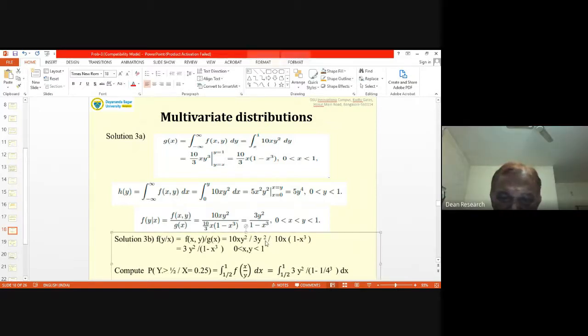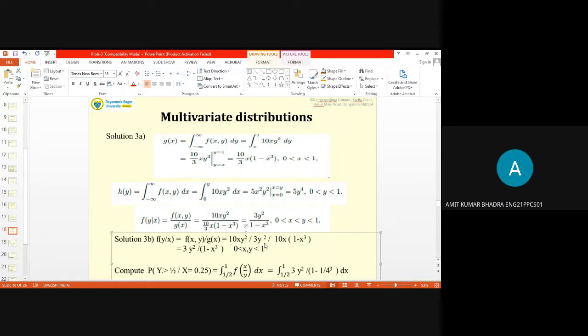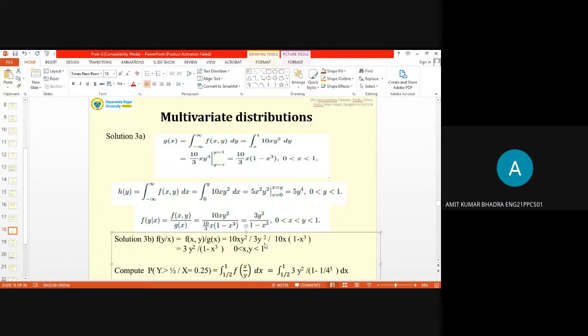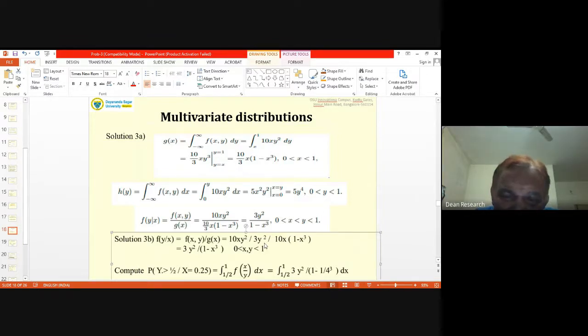One minute. I think there was a small error here. Let me see. Anyway, it is there in the above. We have simplified, right? Same thing is repeated here. No, sir, g of x is 10 by 3 into x within bracket 1 minus x cube. There is no y there, right, sir? So how did this 3y square come, sir? It came additionally. It should not be there. That's what I'm saying.